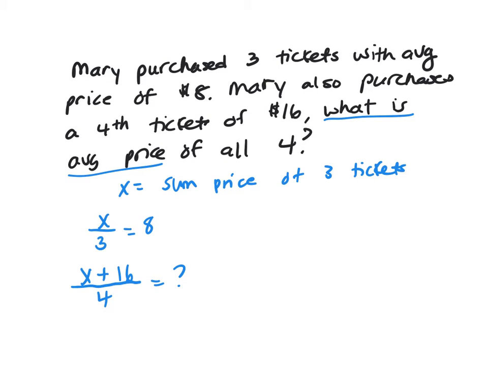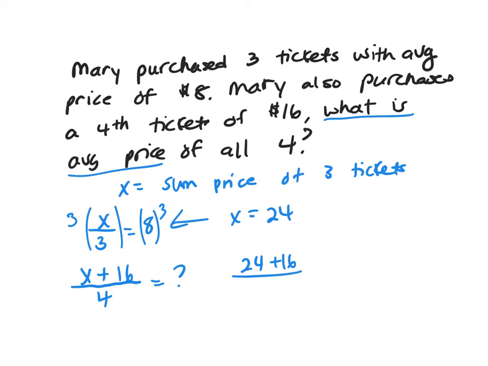Well, the problem is I need to know what X is, and I know what X is. X will be 24. I multiplied both sides by 3 to solve for X. So now plug in 24 for X. That's 24 plus 16 over 4, and that's 40 over 4. So that's going to give me an average of $10, and that's the right price, our answer.